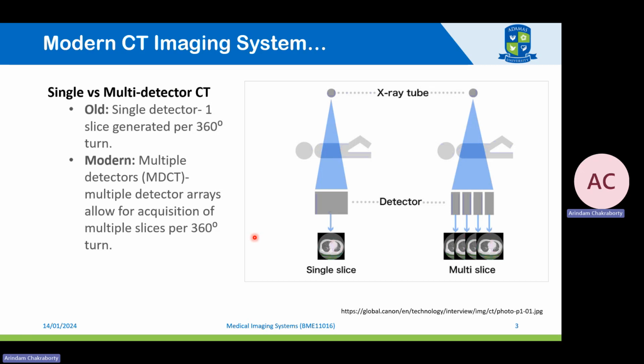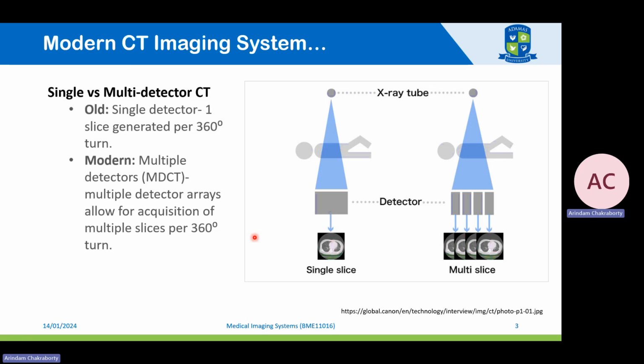It is a system which has a single slice that is generated per 360-degree scan. So when the detector and the X-ray tube, this entire couple, covers 360 degrees around the patient, there is only one slice that is generated, and this is a single detector system. So there is only one detector array. Roughly we can assume that a detector array comprises around 600, sometimes 800 single detectors. And modern day systems have multiple detector CT, so we call it MDCT.